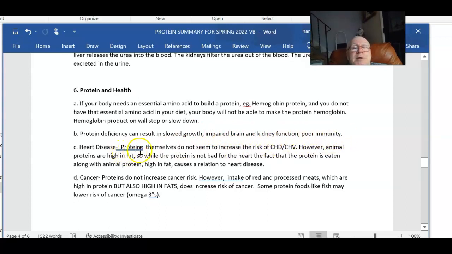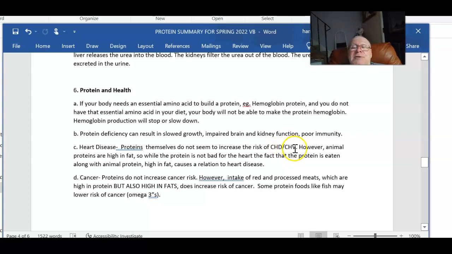Heart disease. Proteins themselves don't seem to increase the rate of CHD, coronary heart disease. Correction: that should be CVD, coronary vascular disease. This should be CVD, coronary vascular disease. CHD is coronary heart disease.